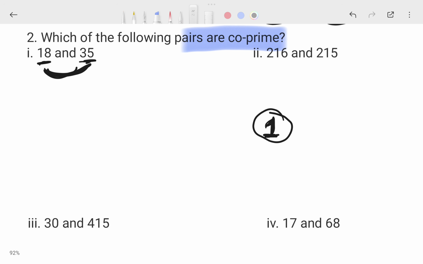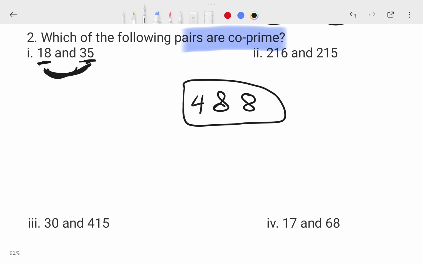I know you are not understanding. How will you understand? I will explain. Let's suppose this is 4 and this is 8. I am asking you, are these co-prime numbers? How can you find whether they are co-prime or not? Simply write the factors of 4. What are the factors of 4? It is divisible by 1, divisible by 2, divisible by 4. So these are the factors of 4.